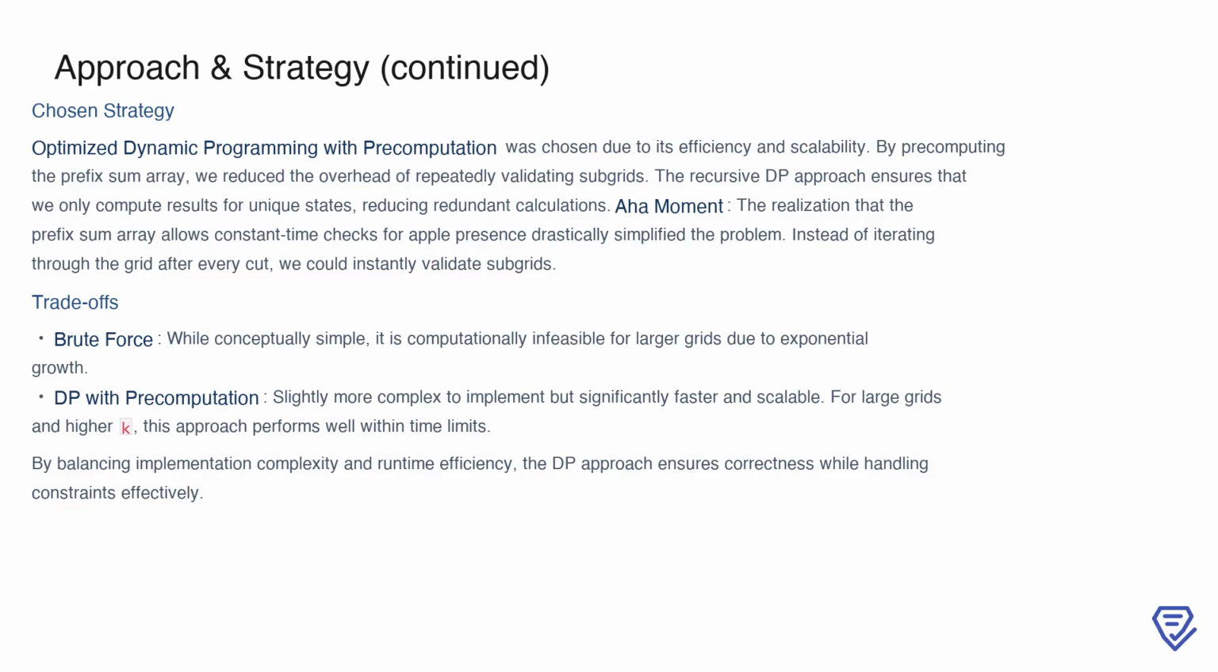Of course, there were trade-offs. While brute force was simpler to conceptualize, its exponential growth rendered it impractical for anything but the smallest grids. On the other hand, the DP approach, while slightly more complex to implement, proved to be significantly faster and better suited for handling the constraints of the problem. By combining these elements, we arrived at a solution that is both correct and efficient, striking the right balance between implementation complexity and runtime performance.